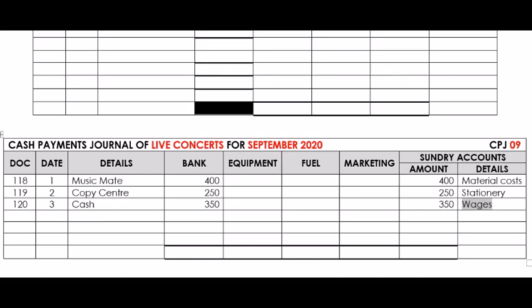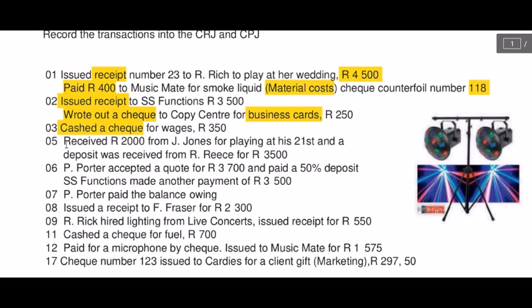Then on the 5th, we received 2,000 Rand from J. Jones for playing at his 21st, and a deposit was received from R. Rees for 3,500 Rand. Okay, now this is important. We received 2 different amounts from 2 different customers, and we will issue each one of them their own receipt. The reason why this is important is because now we've got 2 transactions in the CRJ on the same day, and that will affect when we bank the money from analysis of receipts. Let me show you.